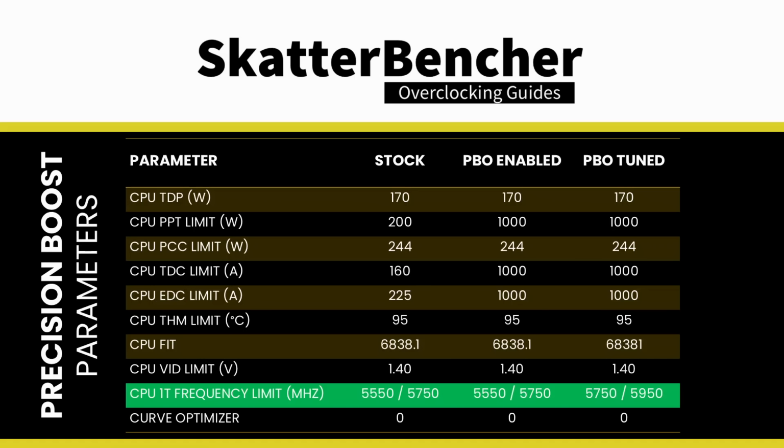So with a plus 200 Fmax boost override, the new maximum boost frequency for the CCDs is 5750 MHz and 5950 MHz. It's important to note that the Fmax boost override only increases the ceiling and doesn't act as an offset. At the end of the day, the Precision Boost algorithm still determines the actual maximum frequency that the processor will be running at.